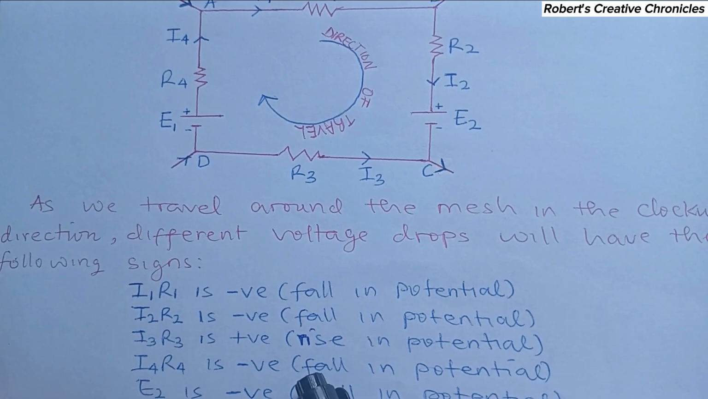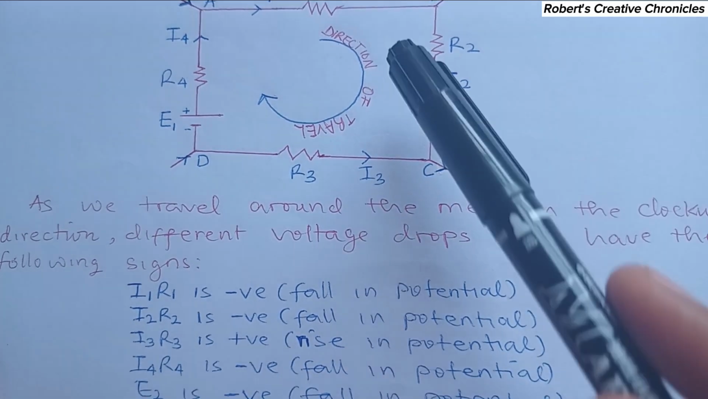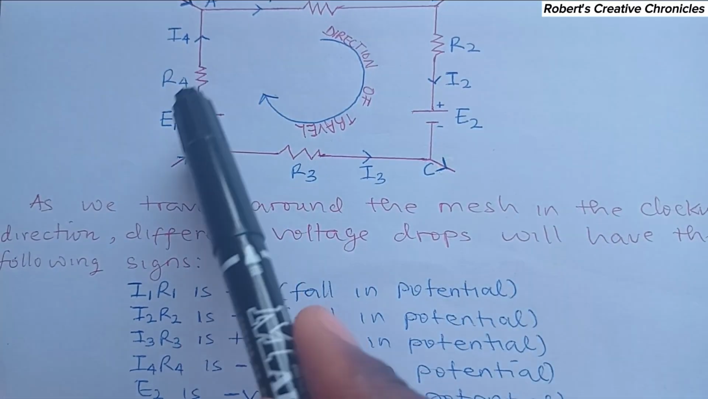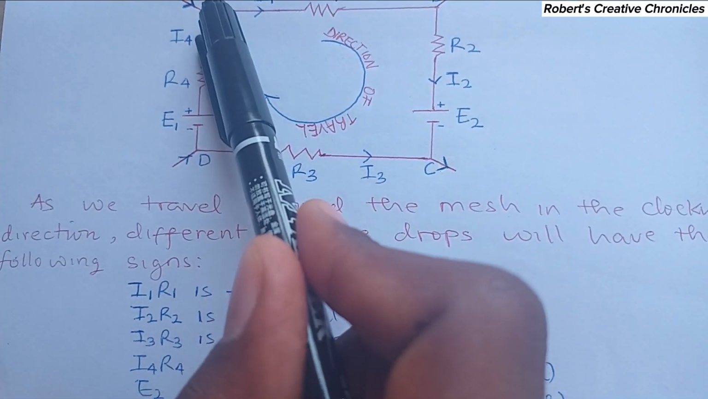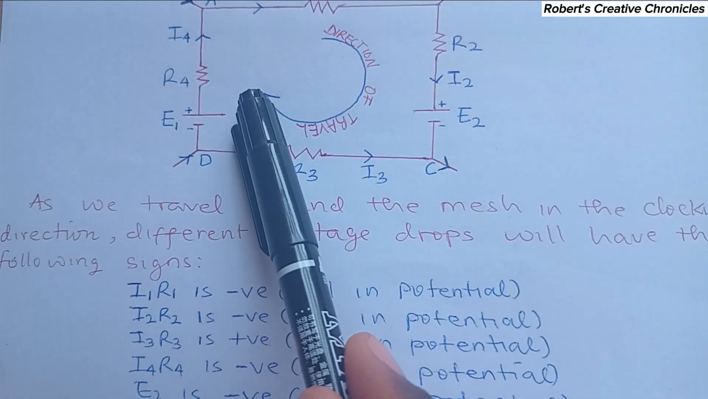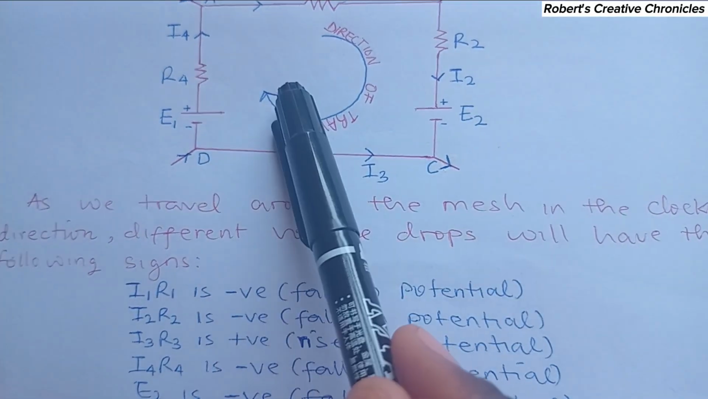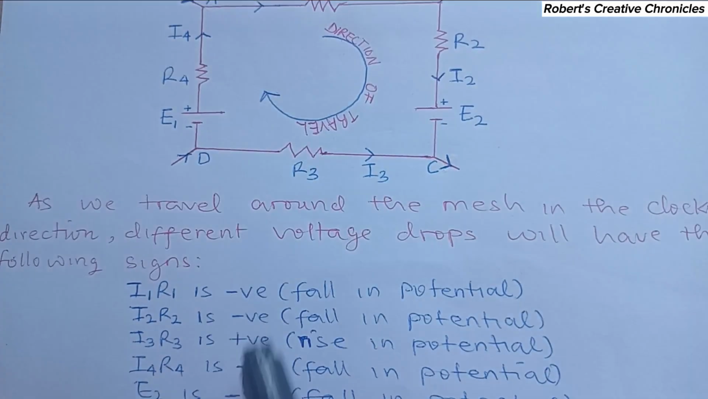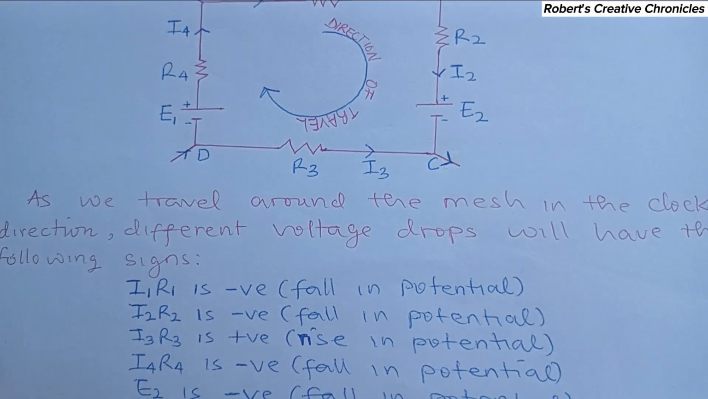Then I4 R4 is negative, a fall in potential, because we are moving in the same direction as this current, which moves from higher to lower potential. So it will be positive, negative. So we'll take negative, which is the last thing we are going to meet, the last potential we are going to come across. So it's negative, that is a fall in potential.